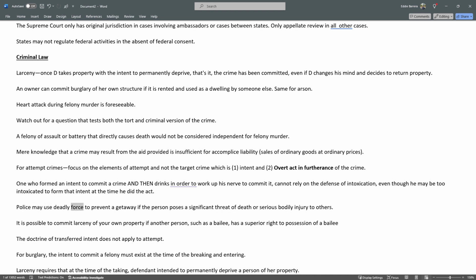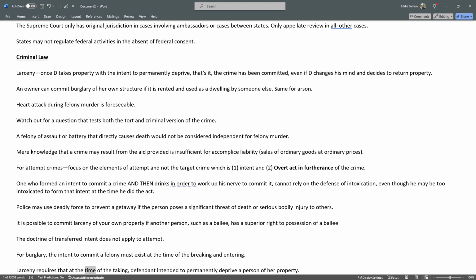Police may use deadly force to prevent a getaway if the person poses a significant threat of death or serious bodily injury to others. It is possible to commit larceny of your own property if another person, such as a bailee, has a superior right to possession. The doctrine of transferred intent does not apply to attempt. For burglary, the intent to commit a felony must exist at the time of the breaking and entering.